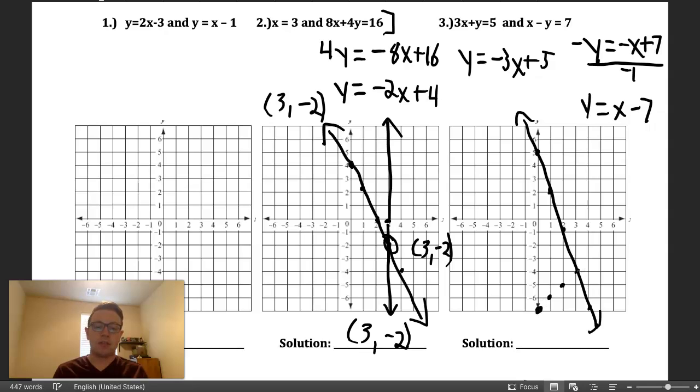Up, up, up. And we have our line here. Looking, we have a very clear intersection right here. What is that intersection? Looks like it's the point 3, comma, minus 4. So our answer is going to be 3 comma minus 4. That is what you should have gotten.